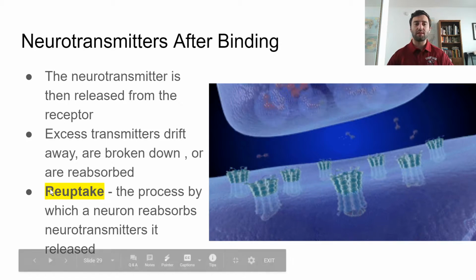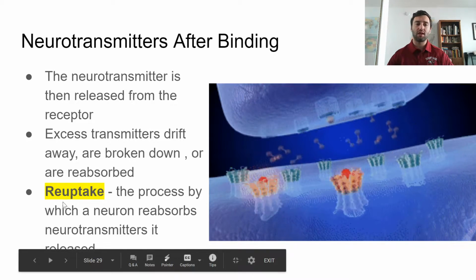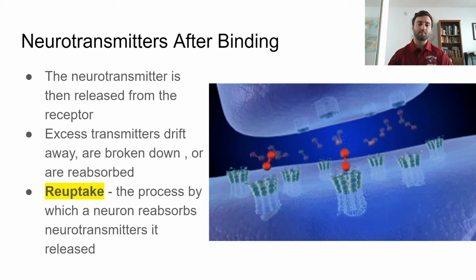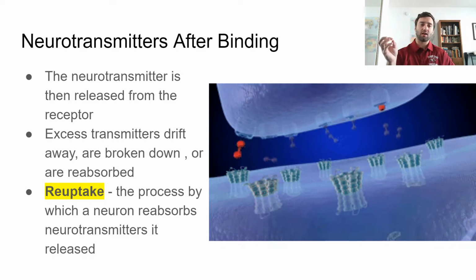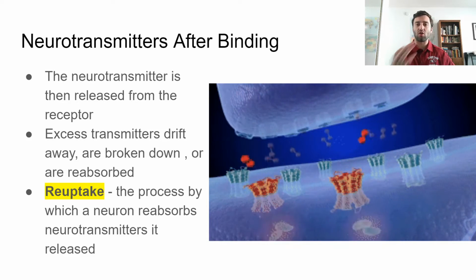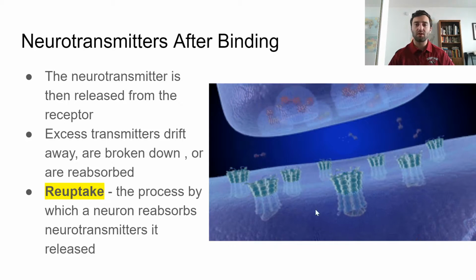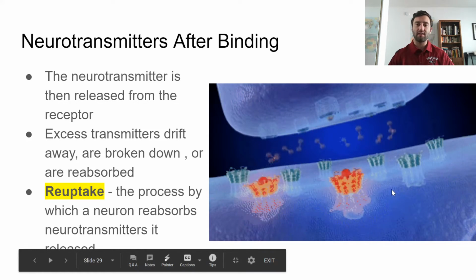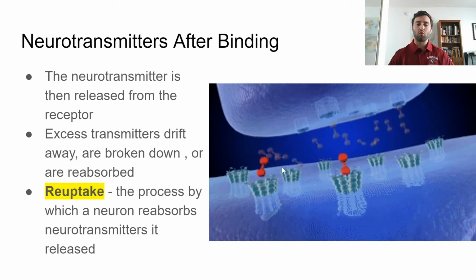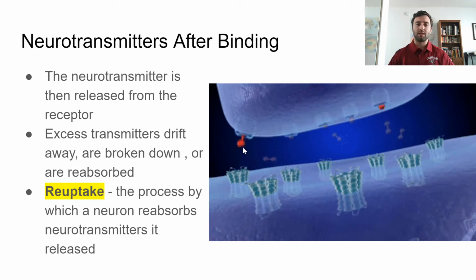If they're reabsorbed, that's what's called reuptake. And reuptake is a term that you do want to know. You want to definitely have that definition there. So basically, again, it's where a neuron reabsorbs the neurotransmitters that it already released. So it releases those transmitters, they float across, they bind, they excite or inhibit, they get released, and some of them will be reuptaken into that neuron.